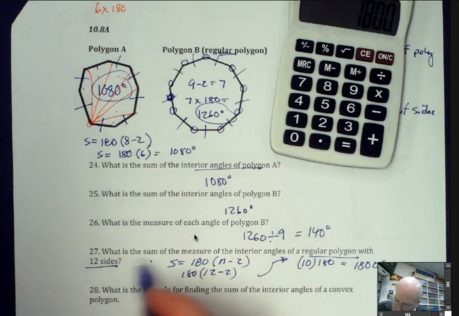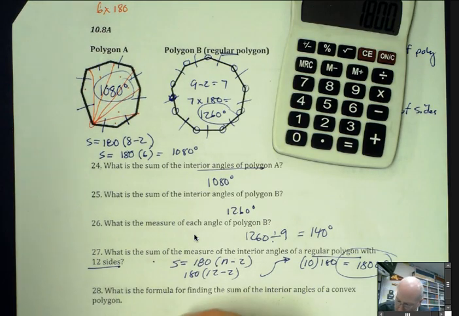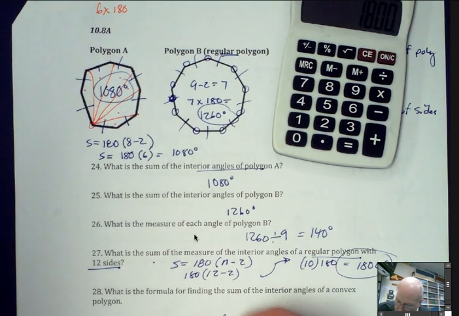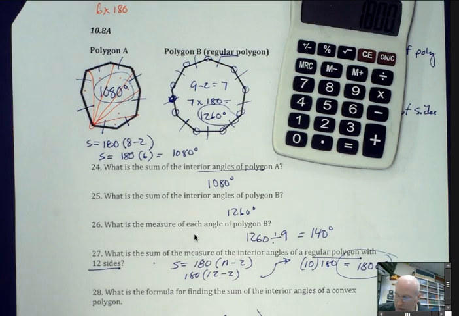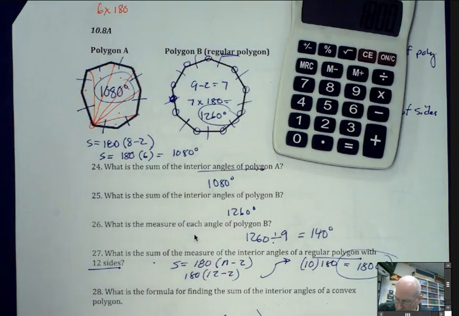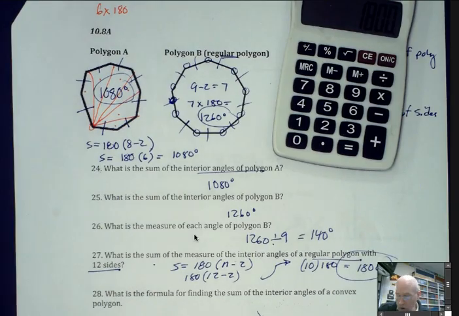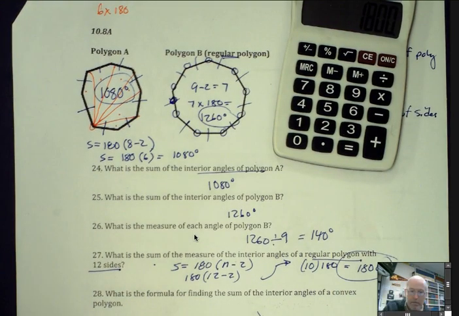What is the sum of the measure of the interior angles of a regular polygon with 12 sides? The sum is 1800 degrees. All right, what is the formula for finding the sum of the interior angles of a simple convex polygon? I'm going to write it again. The sum is equal to 180 times the number of sides minus 2. Simplest way to do it, think about a triangle. 180 times, there's 3 sides in a triangle, minus 2, 180 times 1 equals 180.